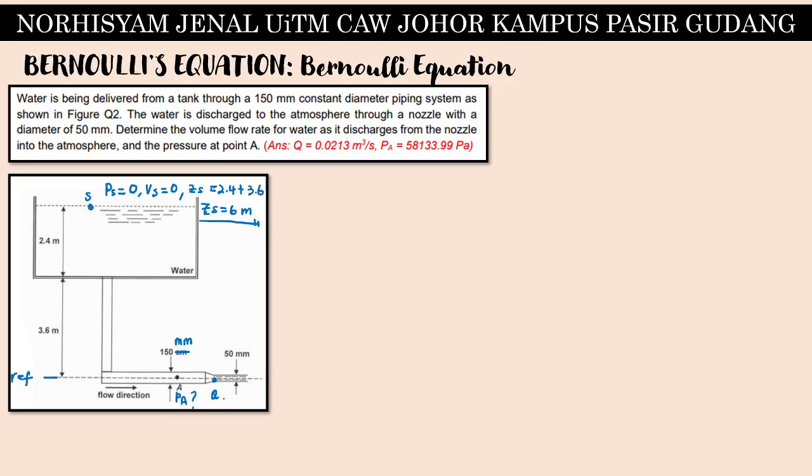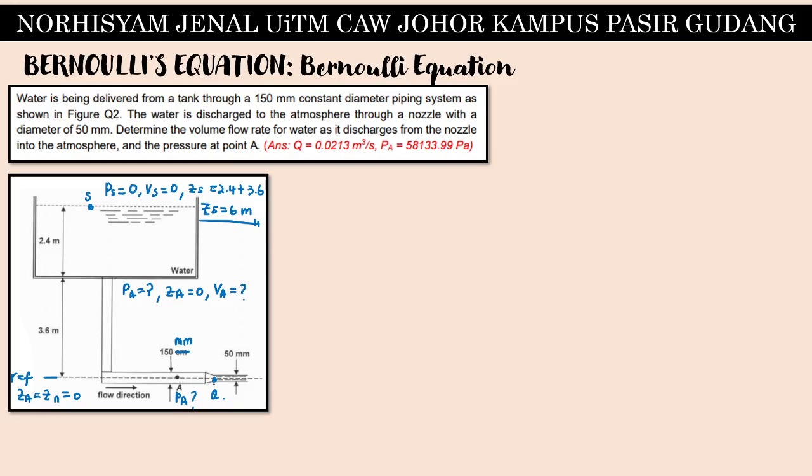Okay, here this is point A, and this is point Q. So we can check on point A, PA is the one we are searching for. ZA, if you can see from this question, this is the reference point. So ZA equals 0. And then VA should be calculated in the question.